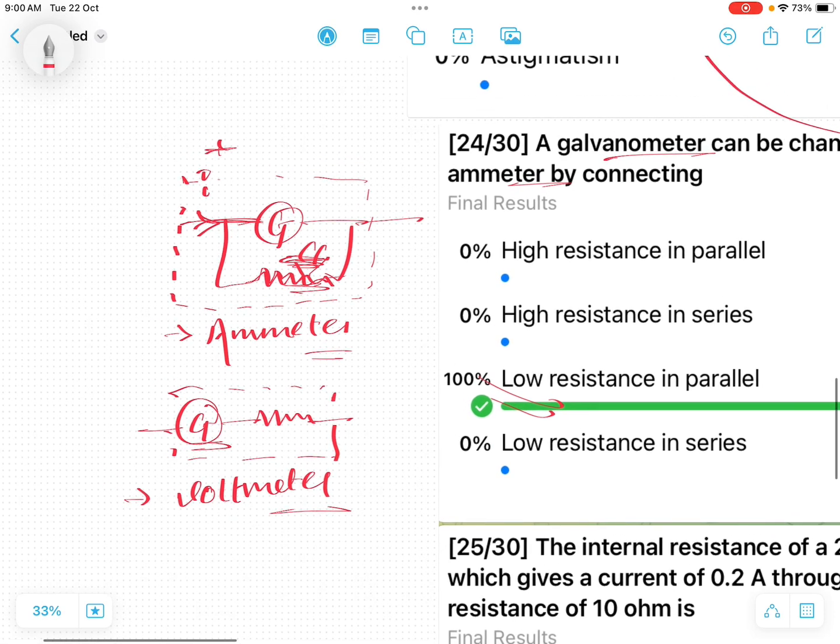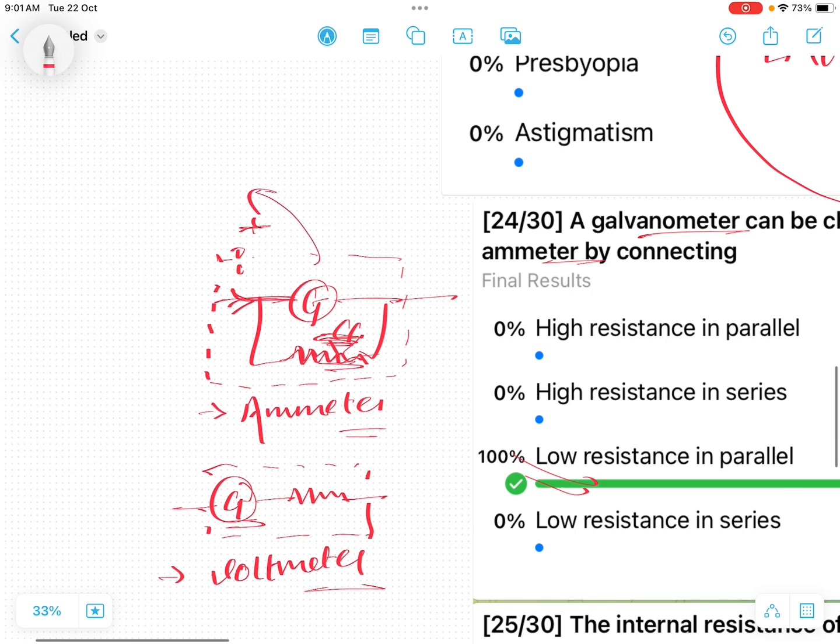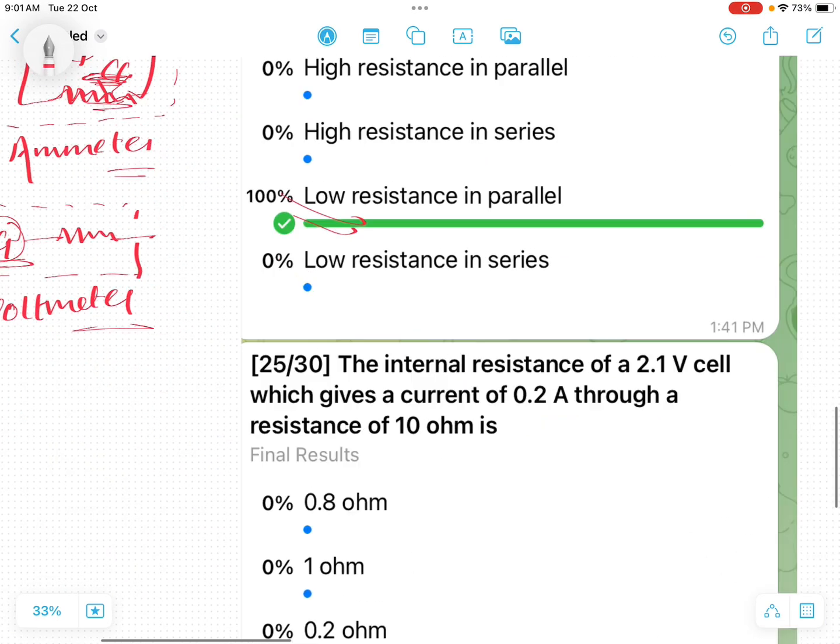What is a galvanometer? A galvanometer is a device, just a resistance, which measures small current, of the magnitude of milliamperes. It just measures small currents of milliamperes.